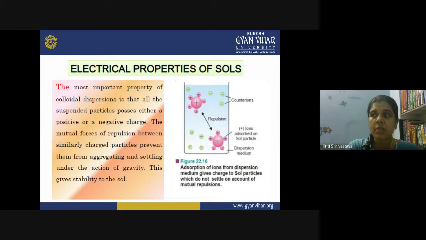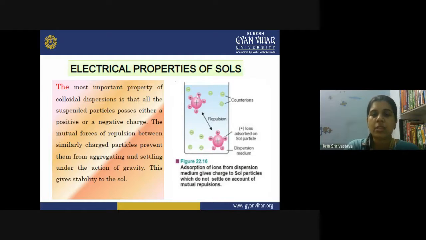And when they repel each other, they give rise to Brownian motion. Because they are repelling each other, they will never coalesce. They will never come together. That is why they remain in the dispersion medium for a very long time. So this colloidal state of the sol will be maintained because these particles are repelling each other. The mutual forces of repulsion between the similarly charged particles prevent them from aggregating, so aggregation is not possible, and neither is settling under the action of gravity.